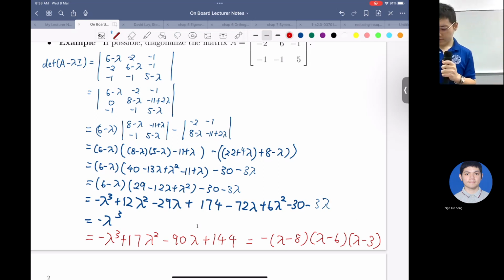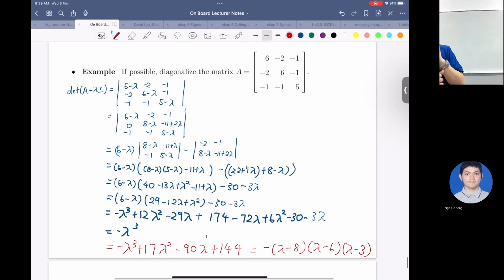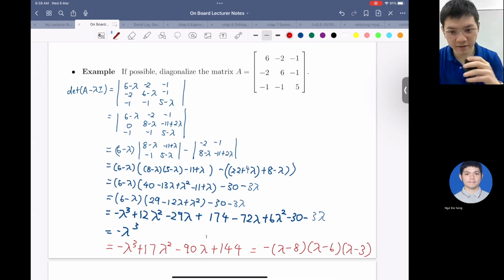So usually in an exam, right, maybe 0, 1, or -1, or 2, -2 will be the first root. Usually these numbers will be tested first. But anyway, take 8, 6, and 3 as the eigenvalues, and then try to diagonalize this. Find the eigenvectors.